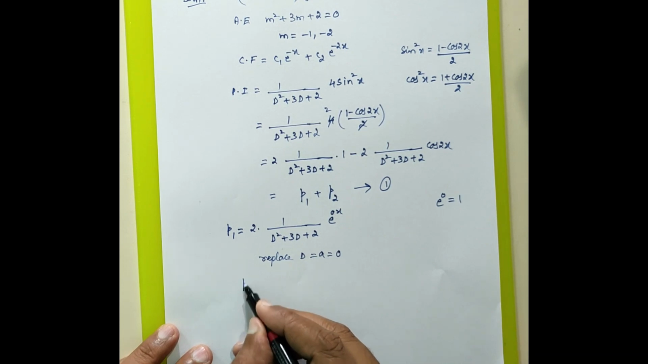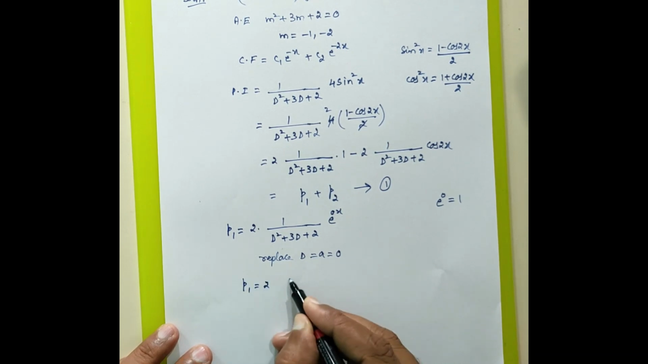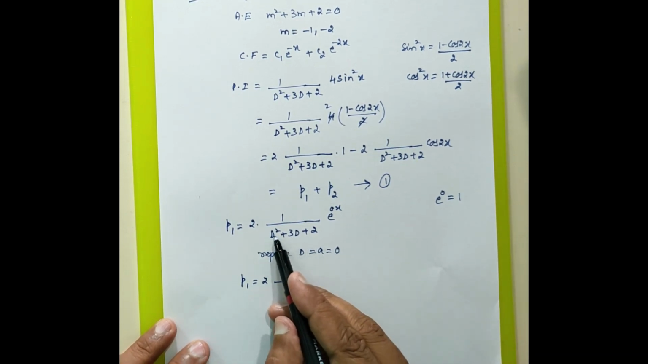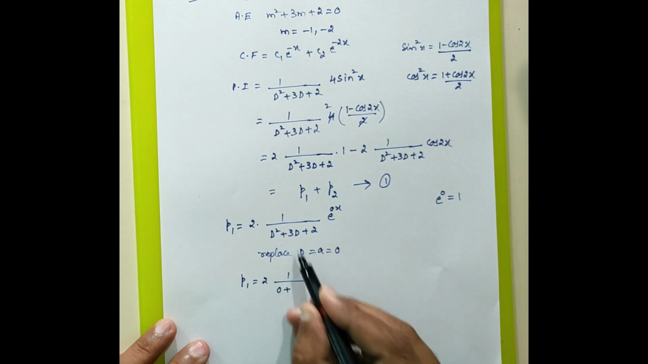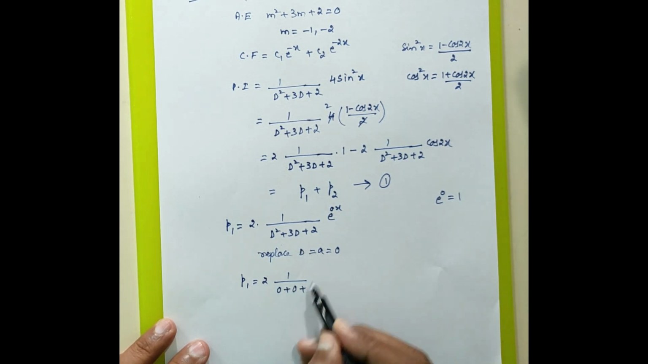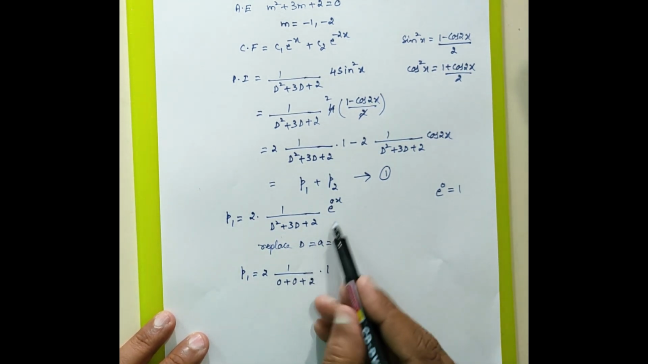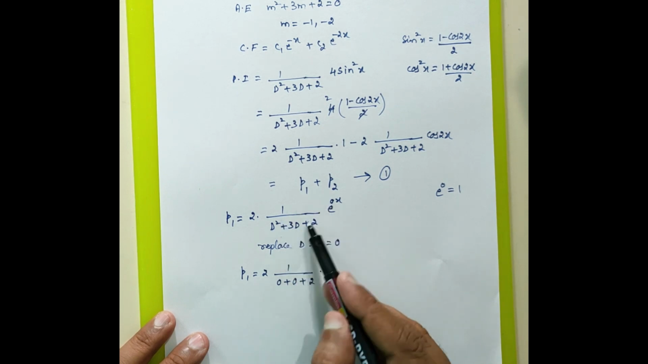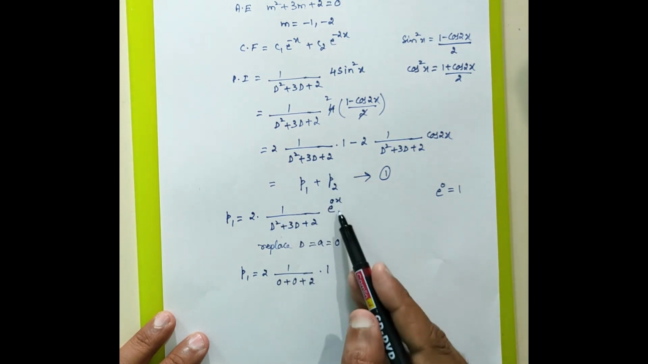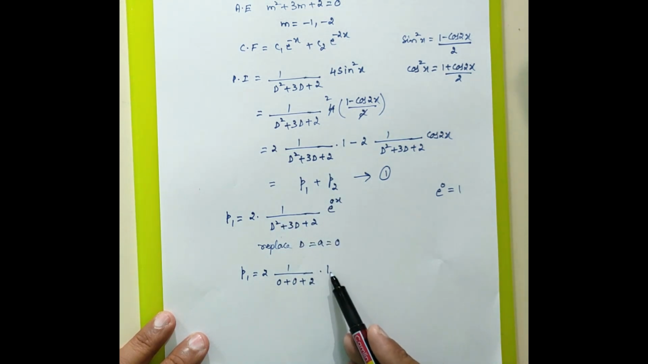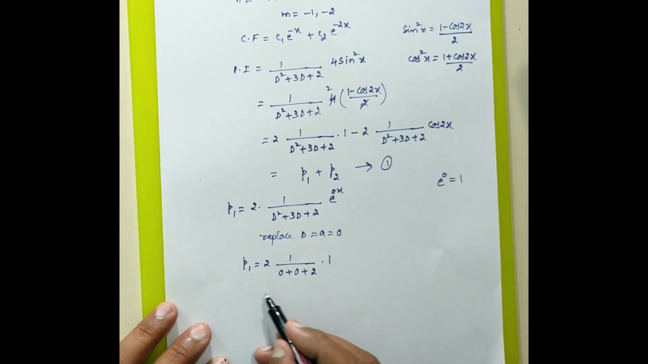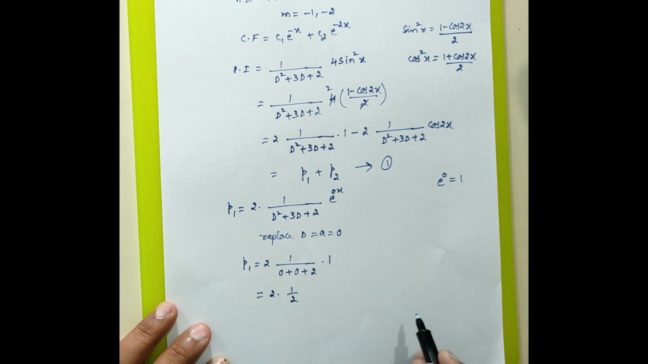So you get P1 equal to 2 times 1 by d is 0 plus d is 0 plus 2. Now e power of 0 is 1. Just to use this formula, I replaced 1 by e power of 0, and again I am replacing e power of 0 back as 1. So you are just left with 1 by 2 over here.